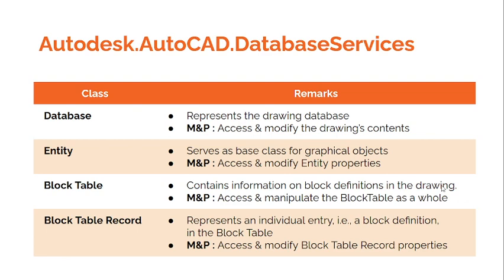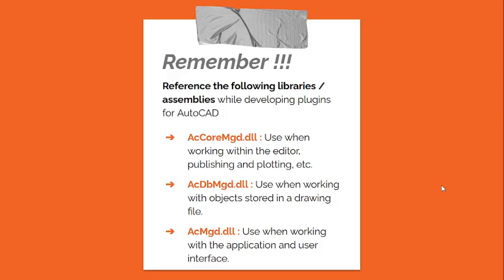So these are a few examples of the things we can do when we include the Autodesk.AutoCAD.DatabaseServices namespace and get access to all these classes and their methods and properties. Now it's important to remember that these namespaces are contained within DLL files and organized according to their functionality. So whenever you're developing plugins for AutoCAD, you need to reference these three DLL files, otherwise known as libraries or assemblies, to your VS Code project.